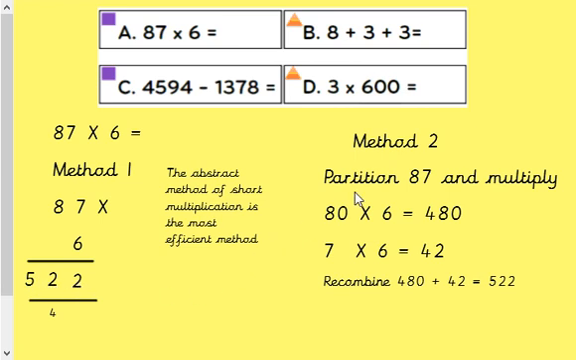We could, if we wanted to, partition 87 and then multiply. So if we partition 87, we would get 80 and 7. And we need to multiply both parts by 6. 80 times 6, well, if I cover my magic zero, 8 6s are 48. And then I can release the magic zero to get me 480. 7 6s are 42. So if I add the 2 together, I get 522, which is the same answer as over here.